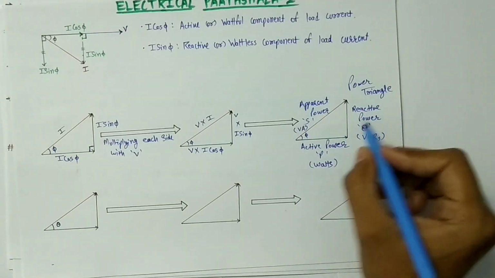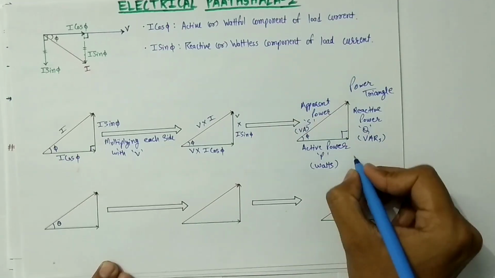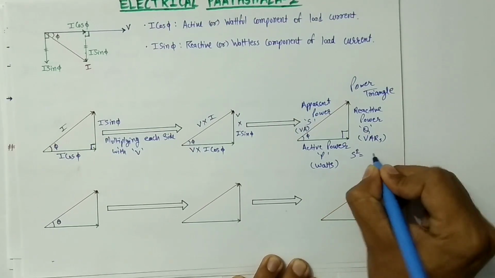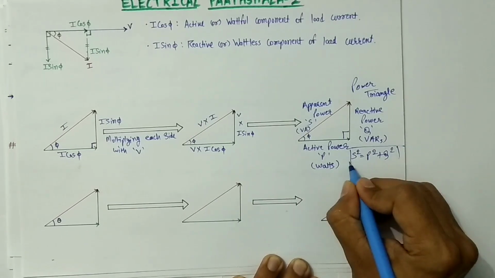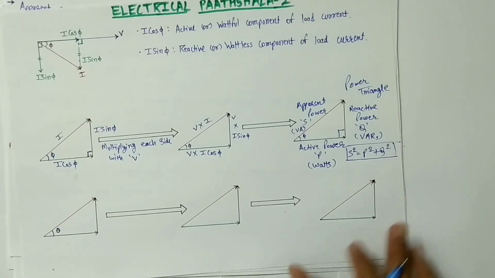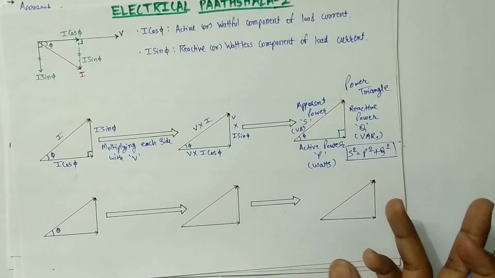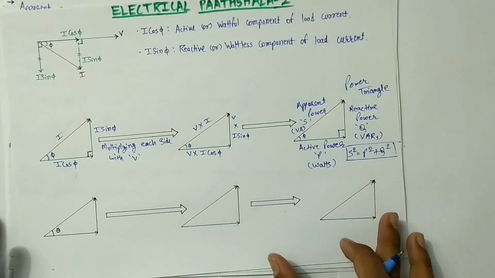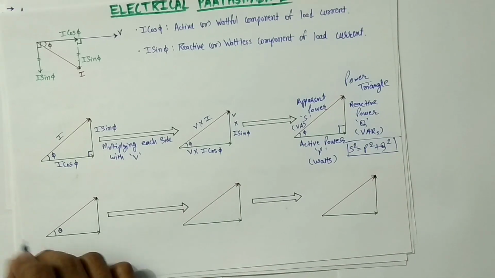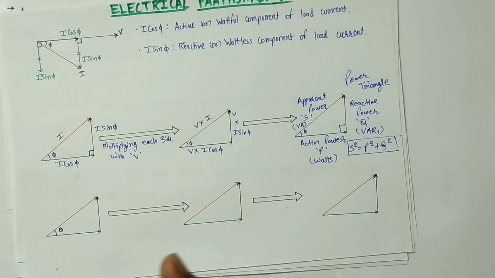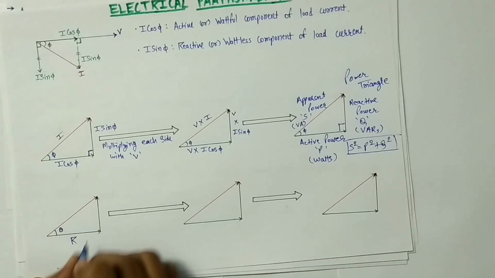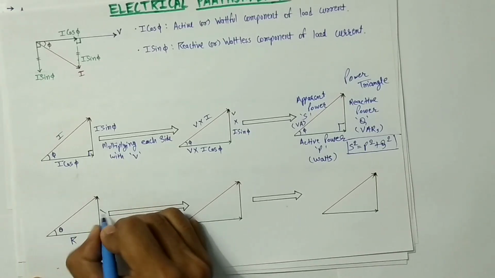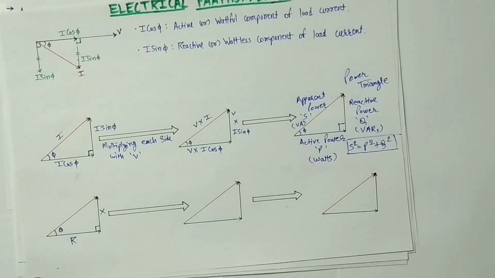And from this right angle triangle we get a relationship: S square equals P square plus Q square. Now this power triangle can also be obtained from the impedance triangle. You know what the impedance triangle is? In the case of a combination of resistive plus inductive load, the impedance triangle is given by this R, normal to this R is our reactance X, and this is the total impedance of the circuit Z.